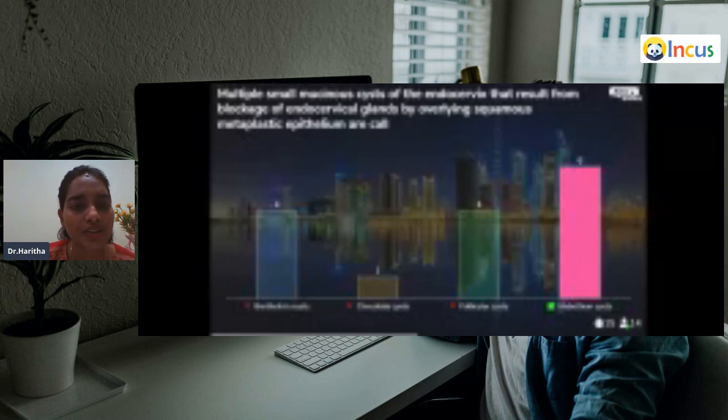And where do you see Bartholin cysts? They are the glands in the vaginal epithelium, so we don't find them in the cervix. The only cysts we find in the endocervix are Nabothian cysts.